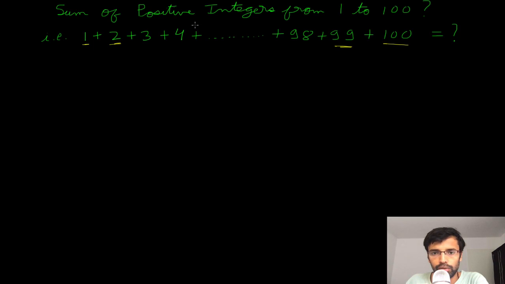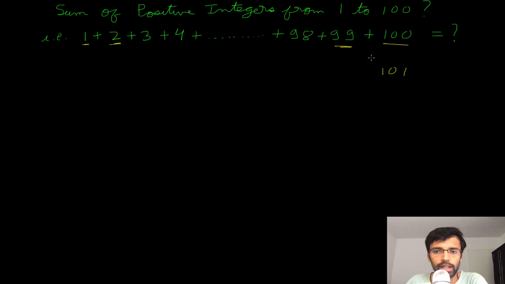And if you continue to think along this line, then you will see that you will reach 50 and 51, which will again sum to 101. So which means we are just adding 101 quite many times. So if you think that way, then we are taking a pair of numbers, the first term and the last term, the second term and the second last term, and so on. So essentially what we are doing is we are adding 101.